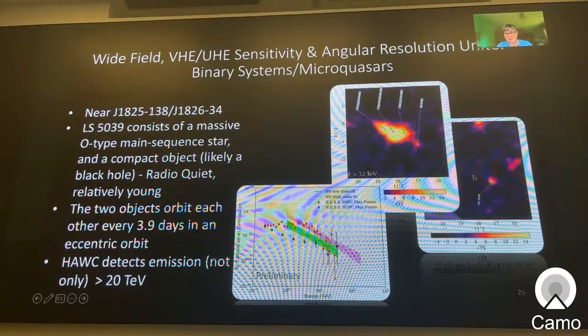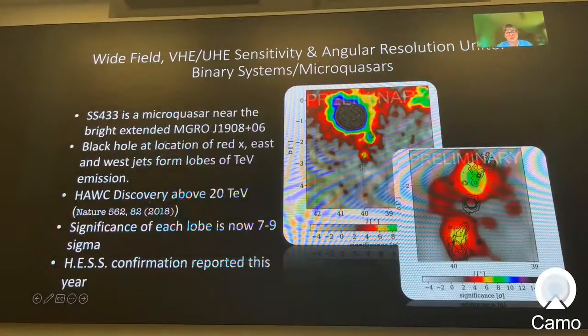Again, though, multi-source splitting is the key issue here. Then in 2018, we reported the nature of emission above 20 TeV by SS 433, from the jets of SS 433, and you see here the jet structures overlaid with the HAWC detection. And this now has been confirmed by H.E.S.S. So interesting results here as well.